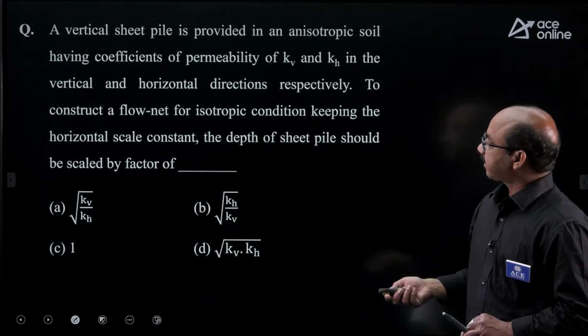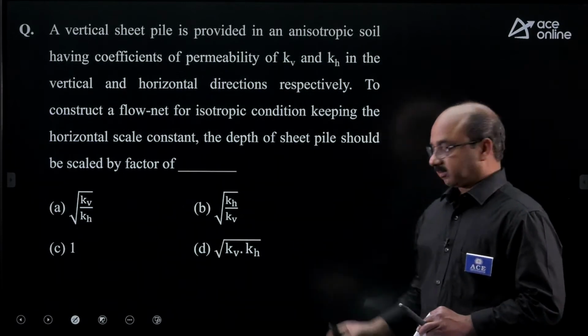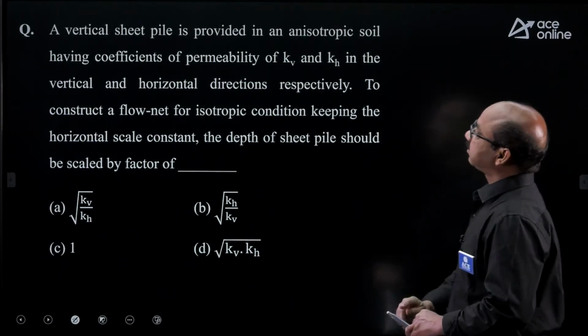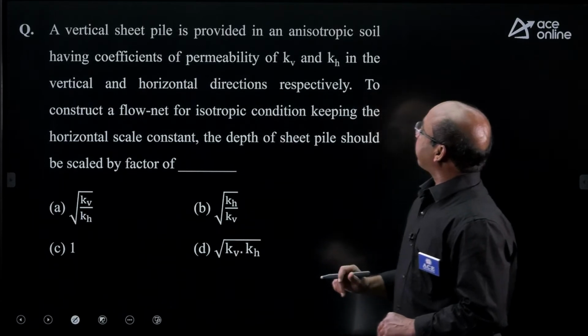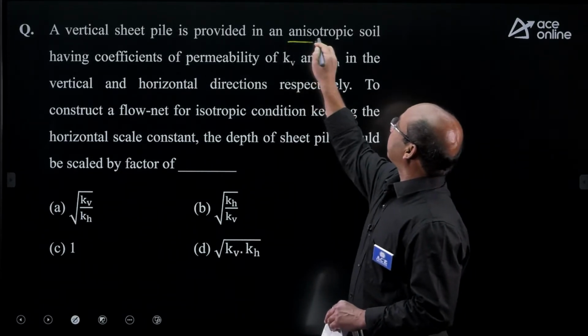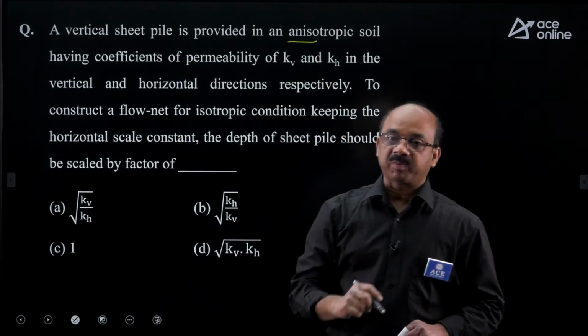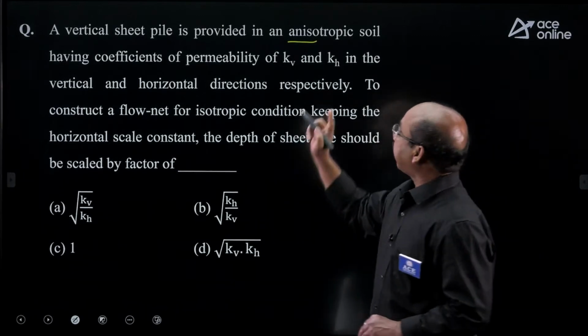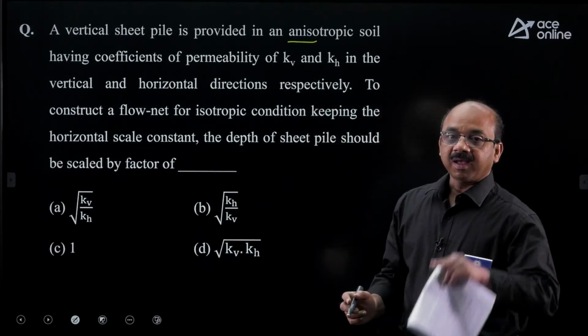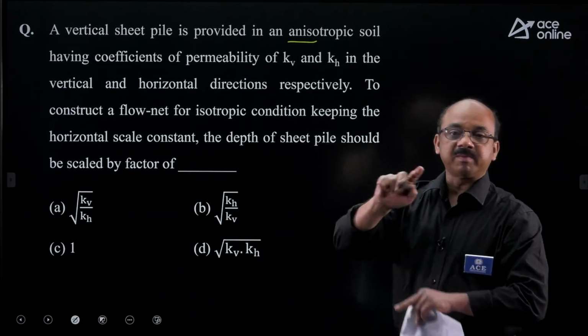Next, this is somewhat a different question. A vertical sheet pile is provided in an anisotropic soil. This is the point where you have to be careful. It's not an isotropic soil, please catch the point. Anisotropic soil, anisotropic in terms of permeability coefficients.